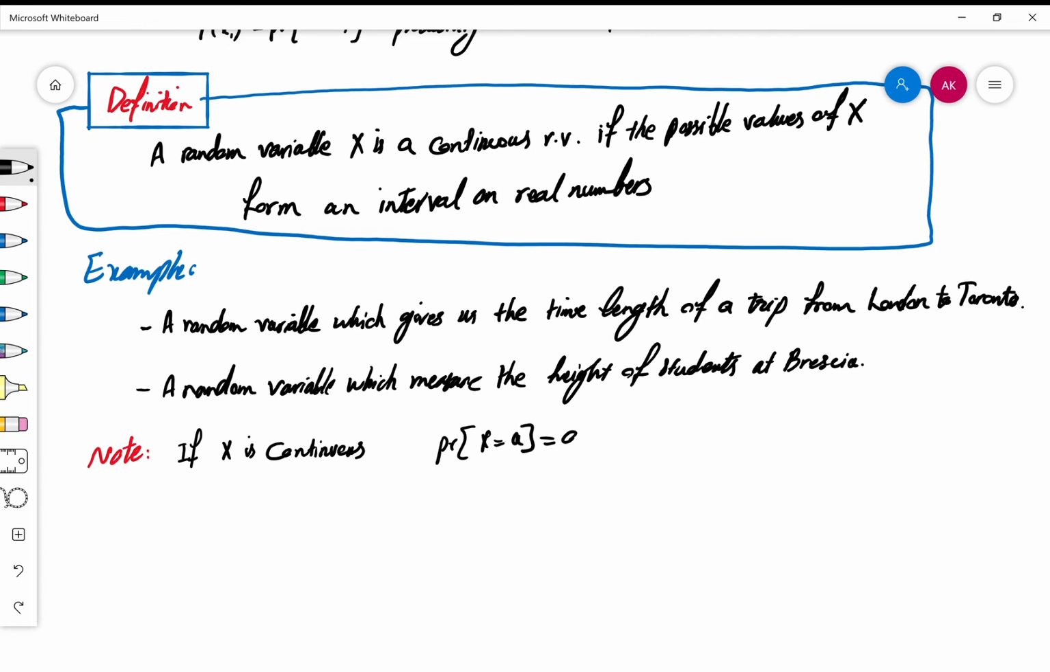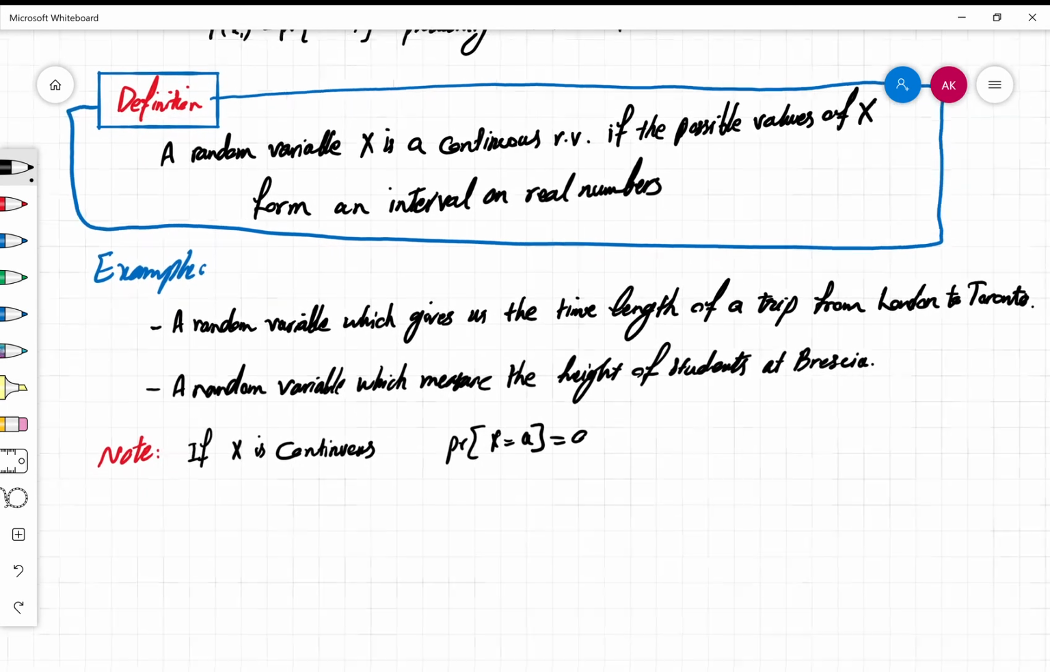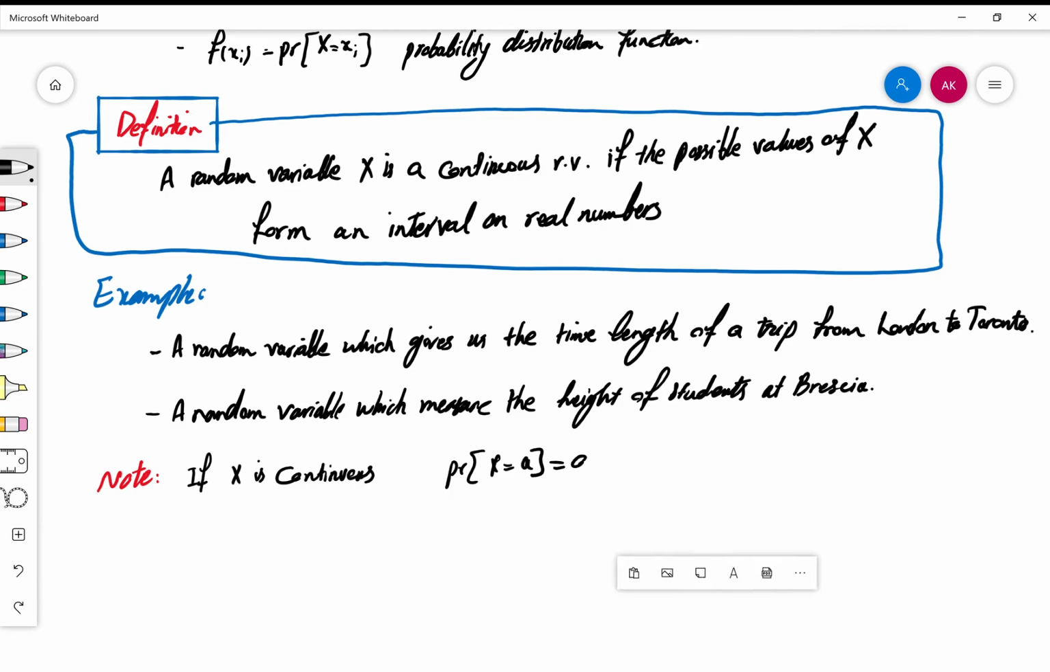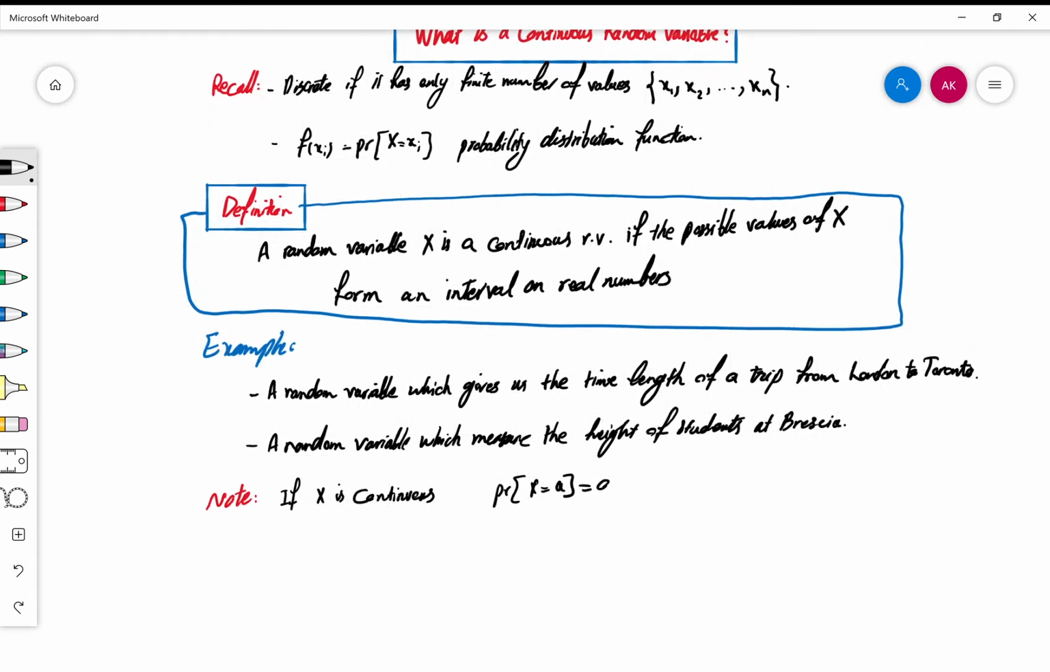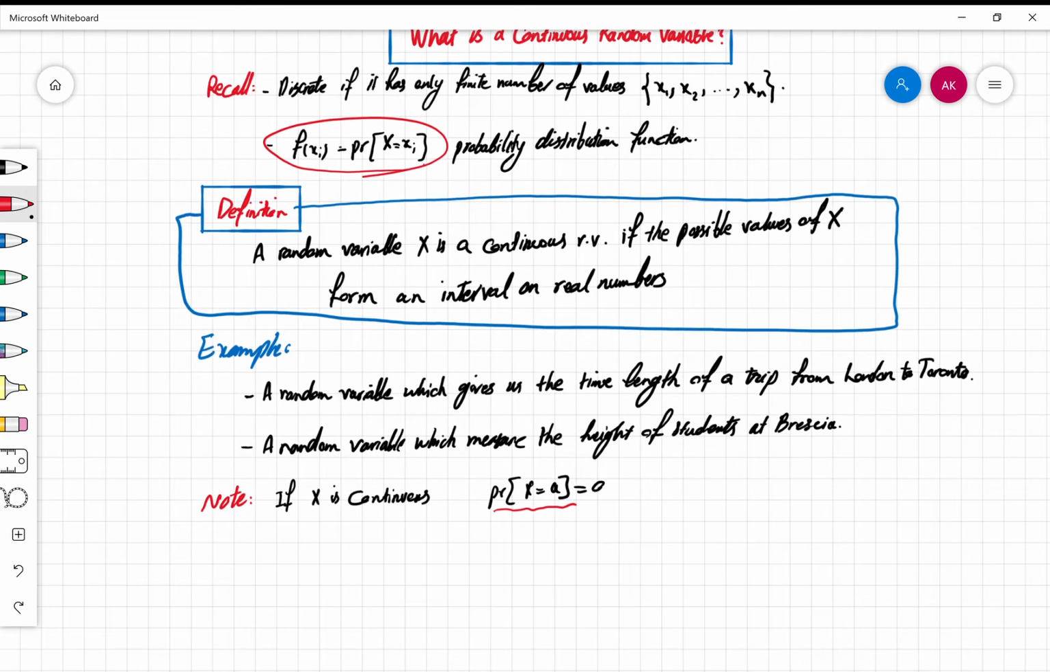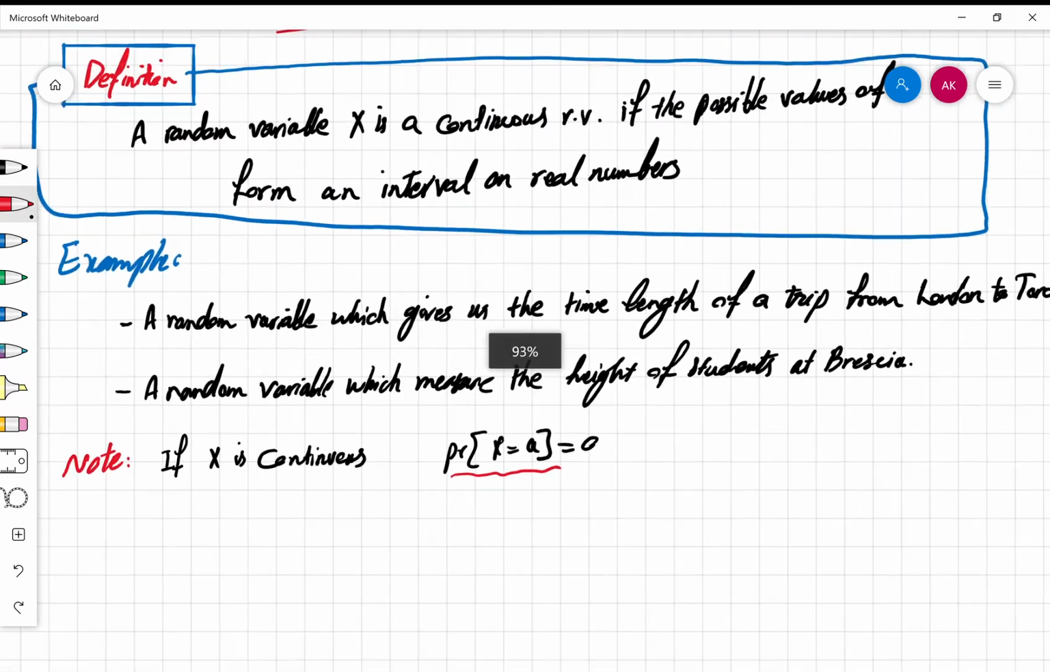This should ring a warning bell in our mind: what are we going to do? This was the starting point for us to study the discrete random variables. You see, the PDF was defined using such events, but here, when it is continuous, the probability of such events is 0. What should we do?